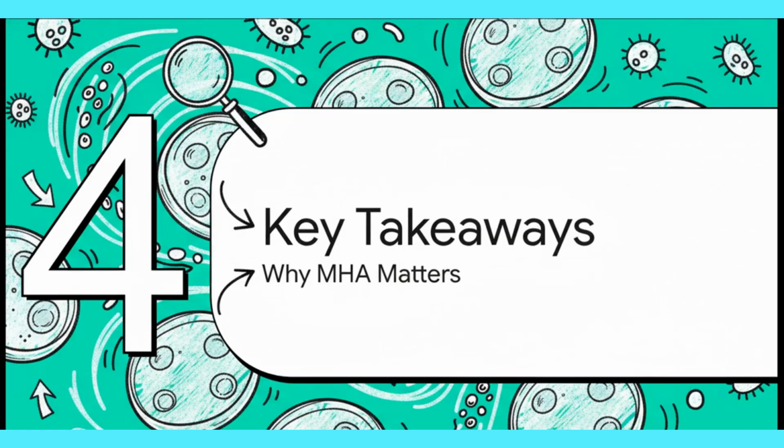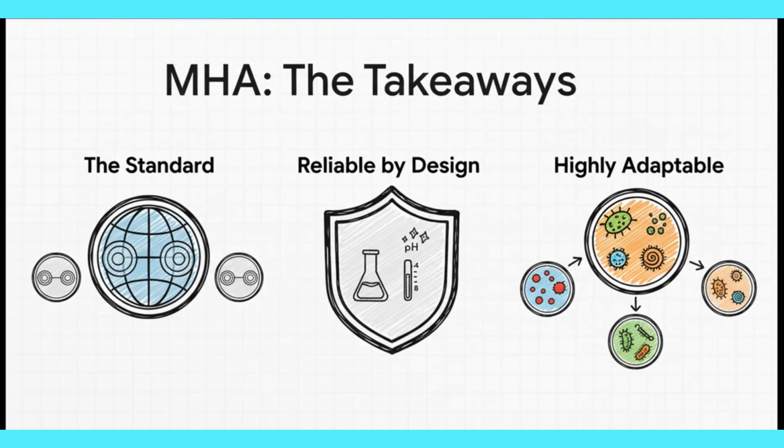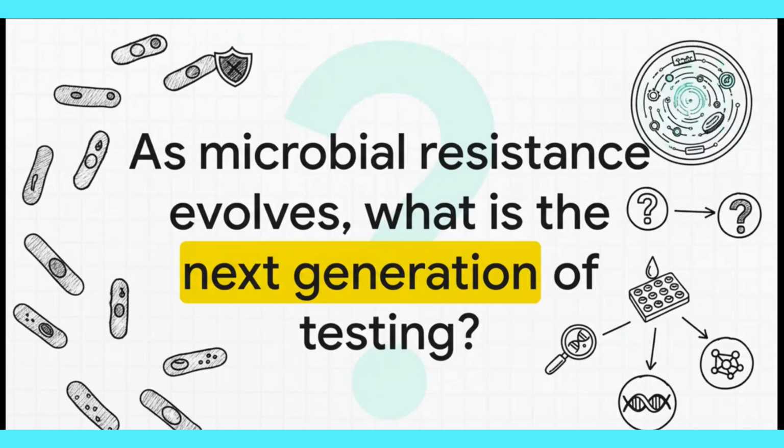Okay, so after looking at all of that, let's pull it all together and talk about why this really matters. So here's the bottom line. Mueller Hinton Agar is the universal standard for a very good reason. Its reliability isn't an accident. It's engineered right in with that standardized formula and stable pH. And maybe its greatest strength of all is its incredible adaptability. It's the solid foundation that you can build on to test a huge variety of microbes, from bacteria all the way to fungi.